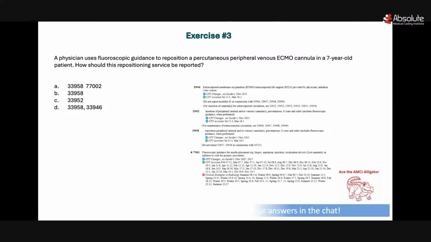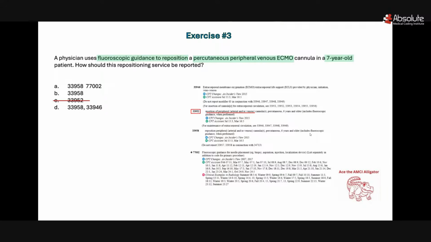Okay, I can see only one alphabet in the chat. Excellent job, and I think that's correct. You all are correct. We have a patient who had fluoroscopic guidance for the repositioning, right? So it's a repositioning that happened here. Let's look into the CPT codes. We have CPT code 33952, which is coding for insertion of peripheral arterial or venous cannula, percutaneous, 6 years or older, right?